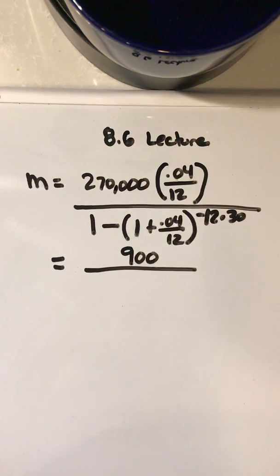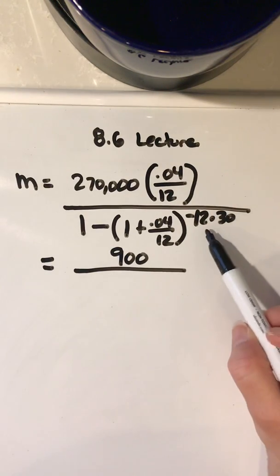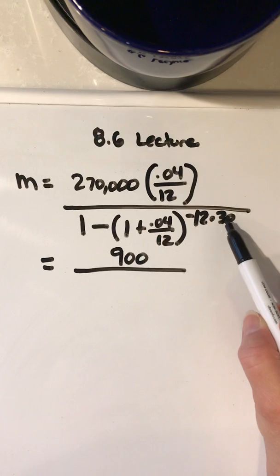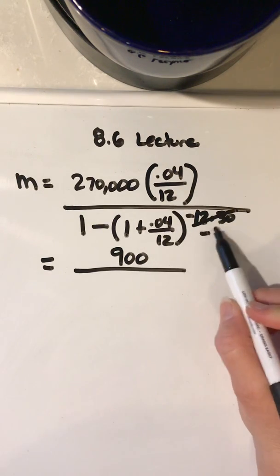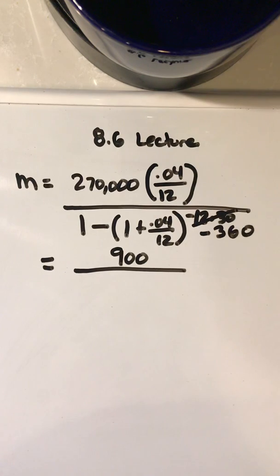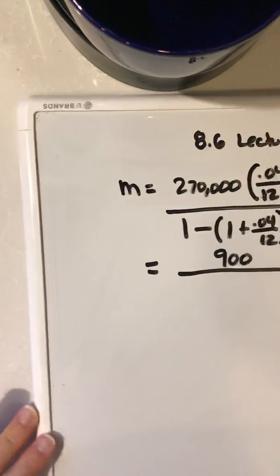We're still going to use PEMDAS. What I like to do, though, is do this first, because it's hard to do all of this in your calculator. So 12 times 30 is 360. So what we're looking at is negative 360 as our power. Okay? Now, if you don't know how to do a negative power, go off to the side and try something.